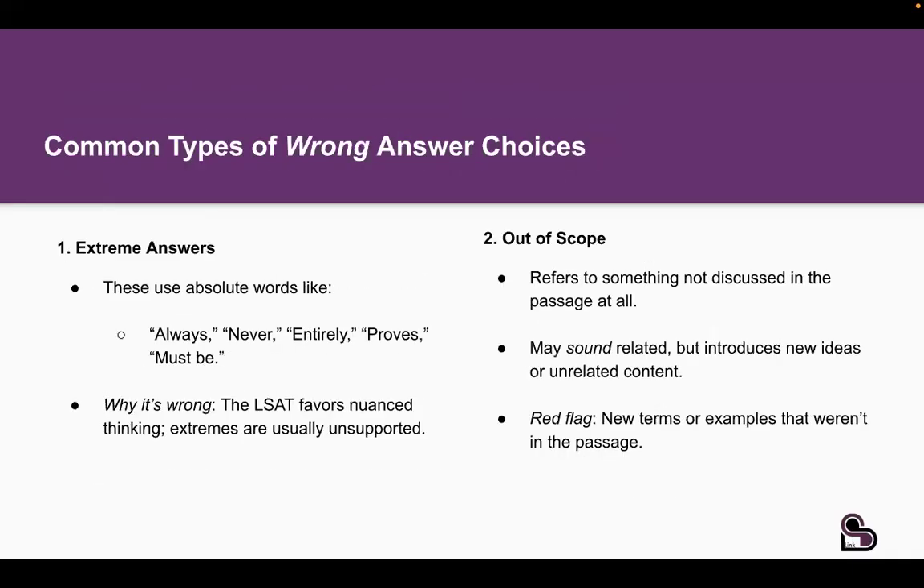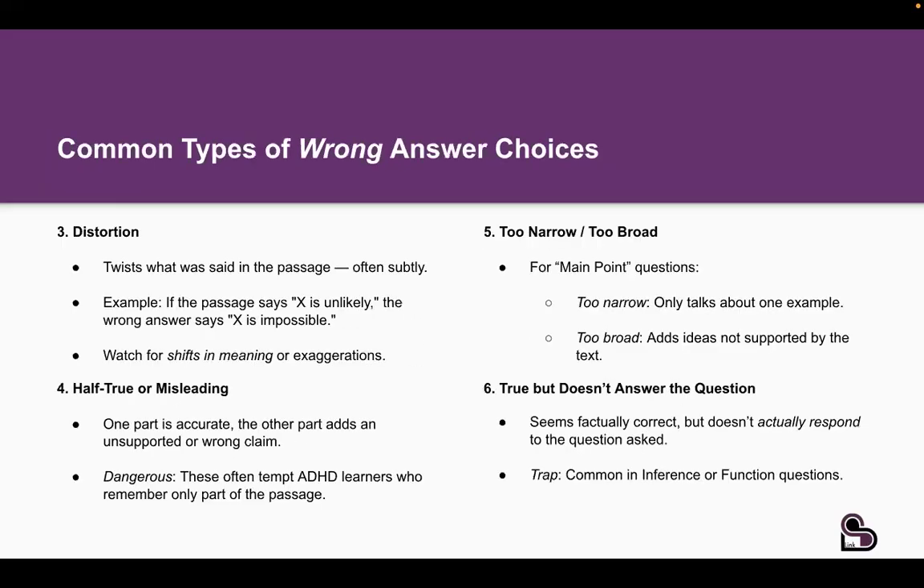Common types of wrong answer choices. Extreme answers. These are absolute words like always, never, entire, proves, or must be. Why it's wrong? The LSAT favors nuanced thinking. Extremes are usually unsupported. Out of scope refers to something not discussed in the passage at all, may sound related but introduces new ideas or unrelated content, and red flag: new terms or examples that weren't in the passage.